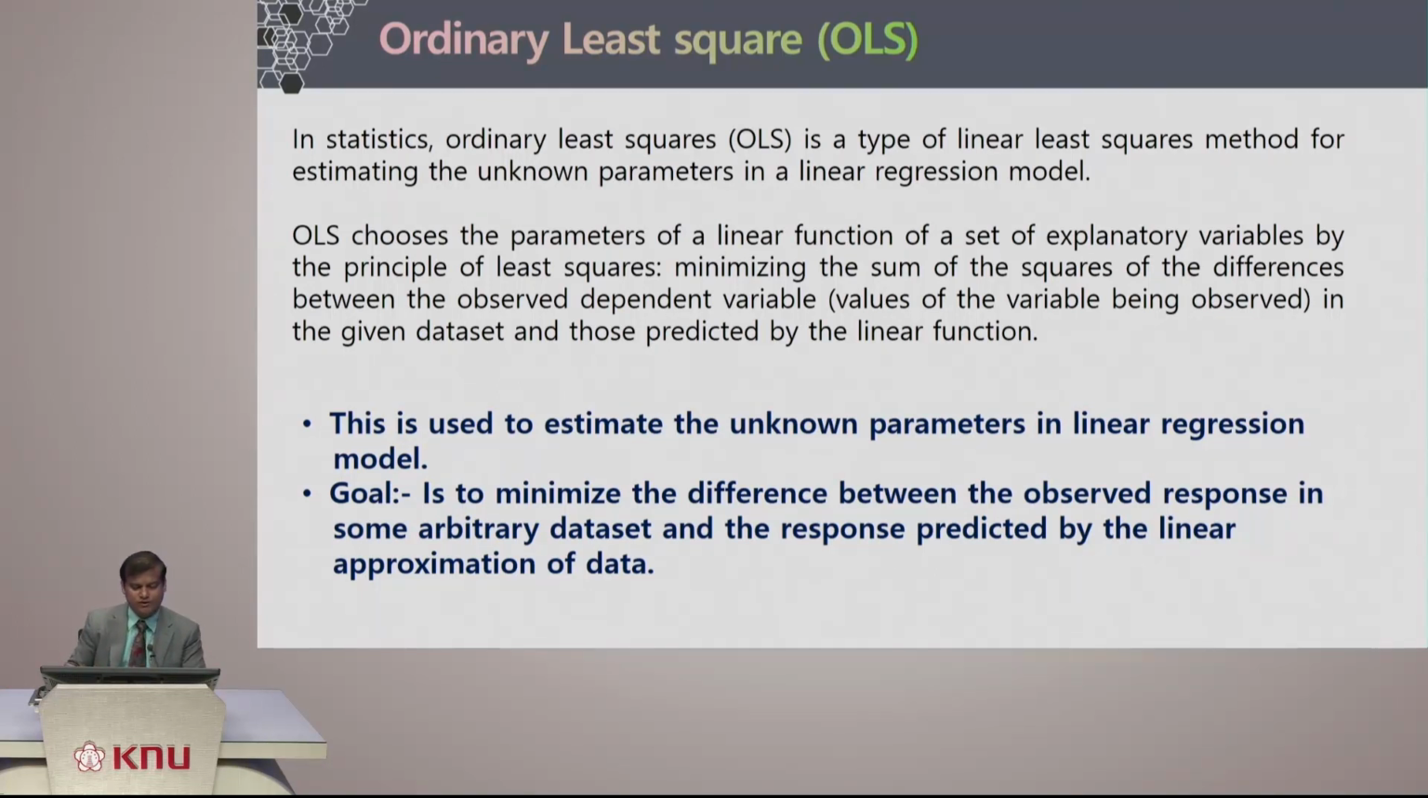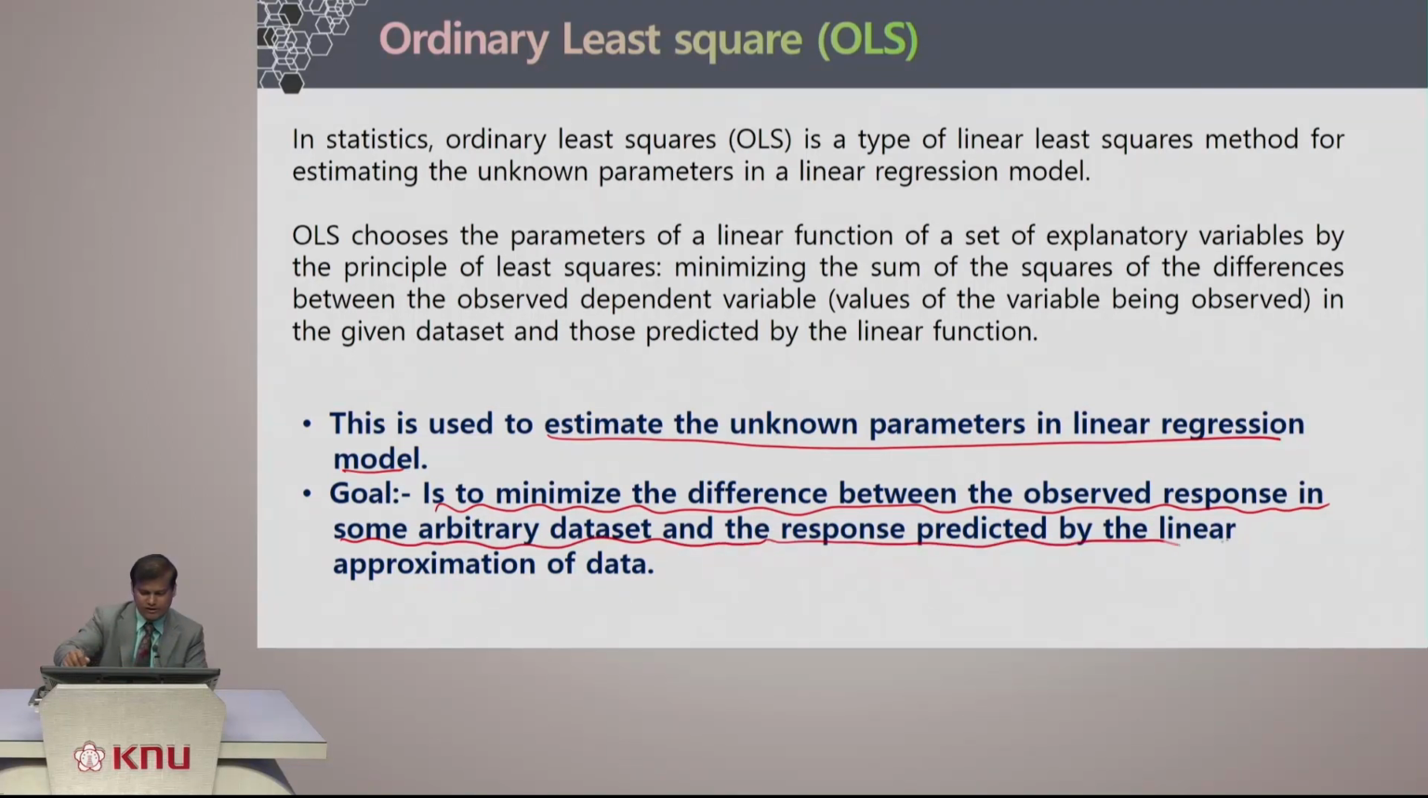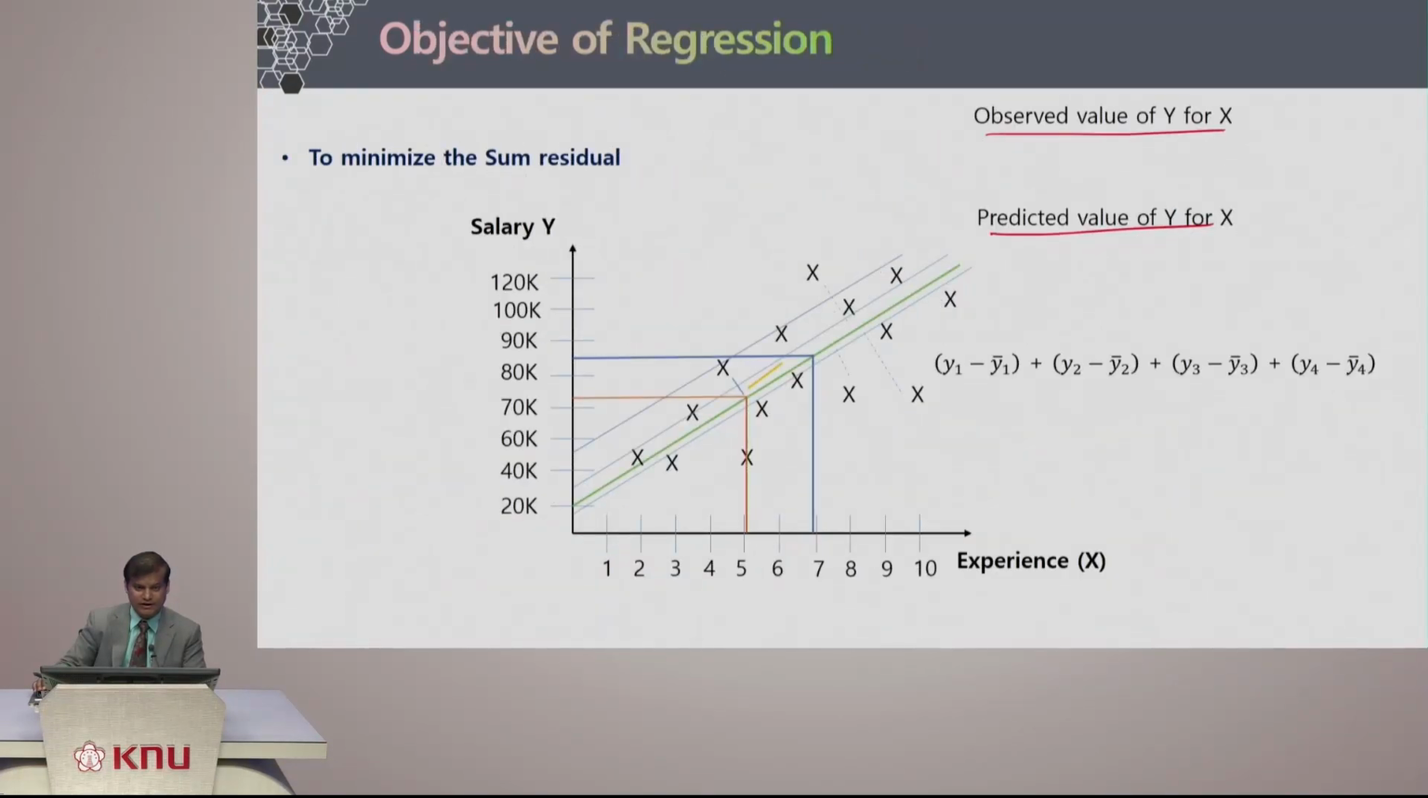So this ordinary least squares method is used to estimate the unknown parameters in the linear regression model, and its main goal is to minimize the difference between the observed response in the arbitrary data set and the response predicted by the linear approximation of the data. That is one of the key factors with respect to this observation. So we want to understand what an observed response is and what the predicted values are. Let us look at this equation and this figure again. It can give us more information on that method. As we have seen earlier, all these data points are the observed values of x, or observed values of y for x. So all these are very key for us.